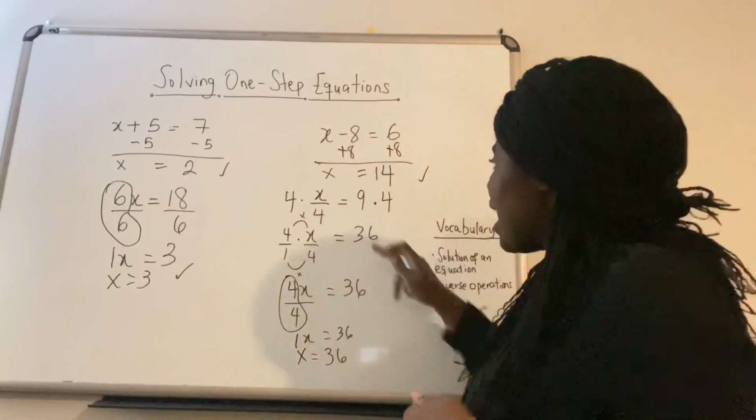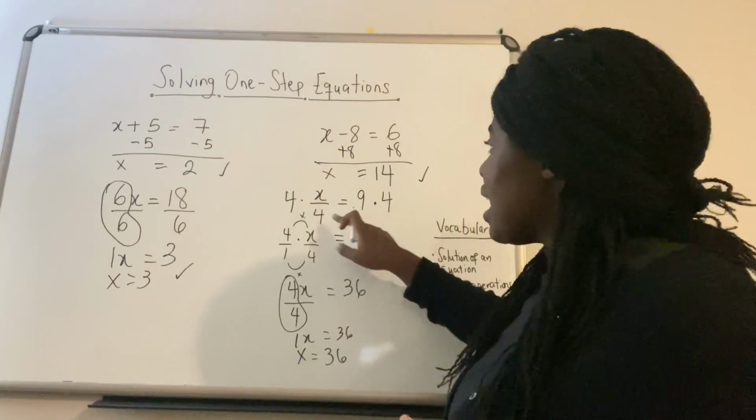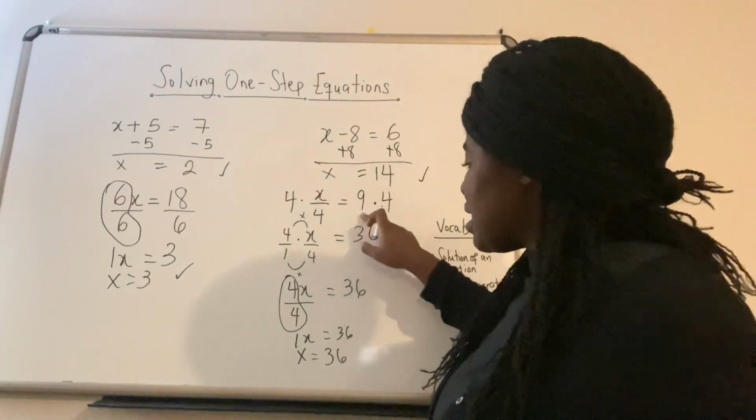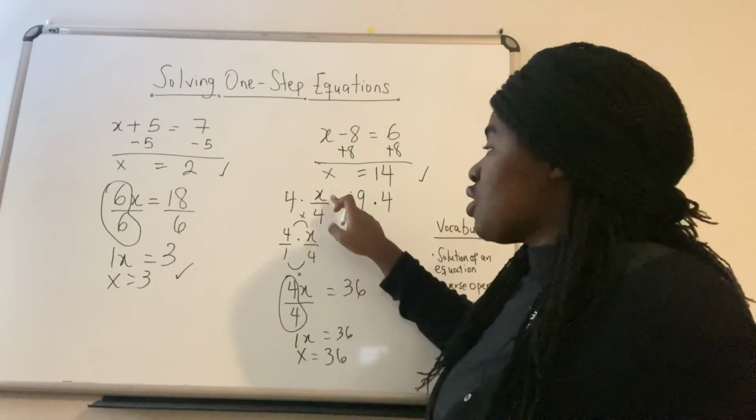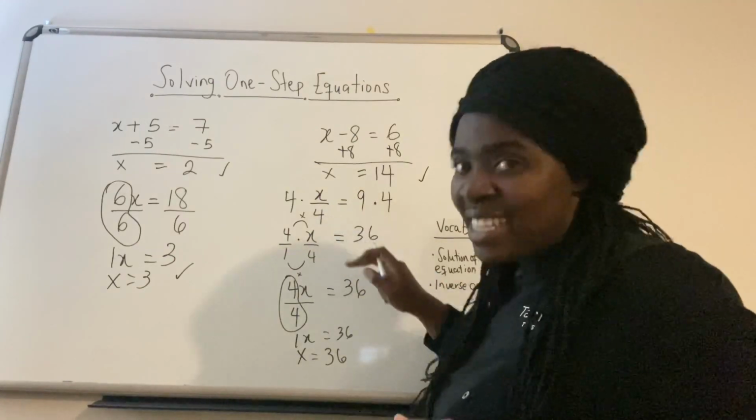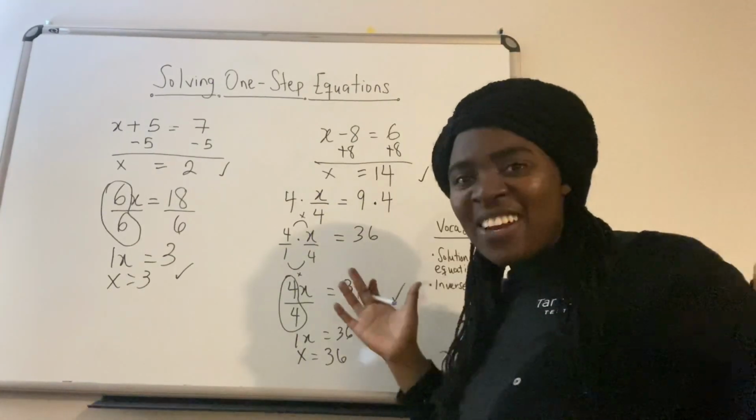All right, then here we had x over 4 is equal to 9. So x divided by 4 is 9. We found x is 36. Is 36 divided by 4 equal to 9? Yes, it is. All right, so we got it all right.